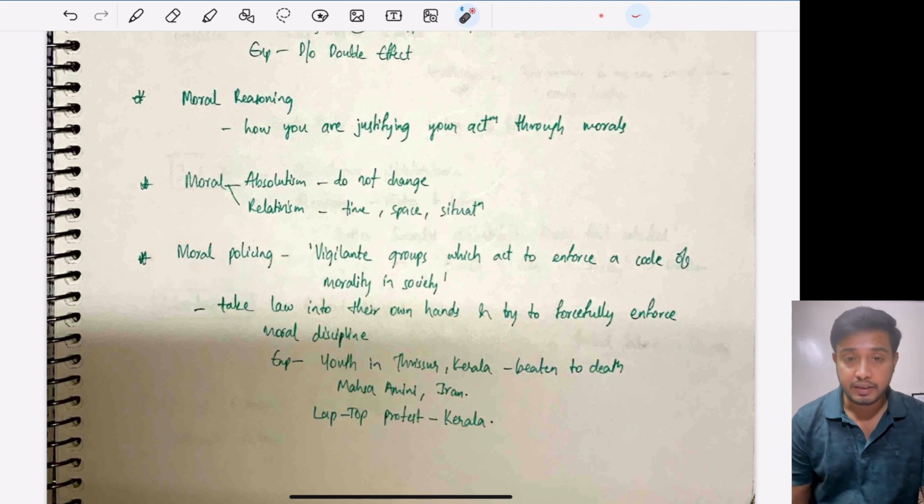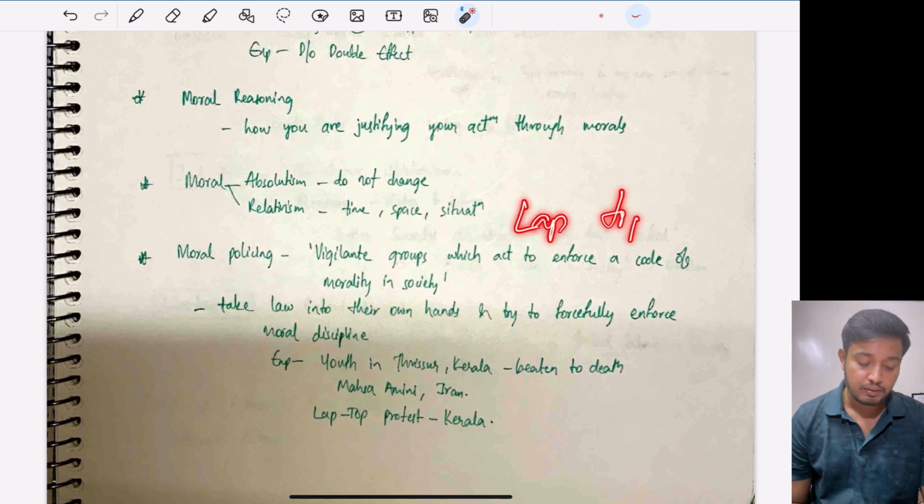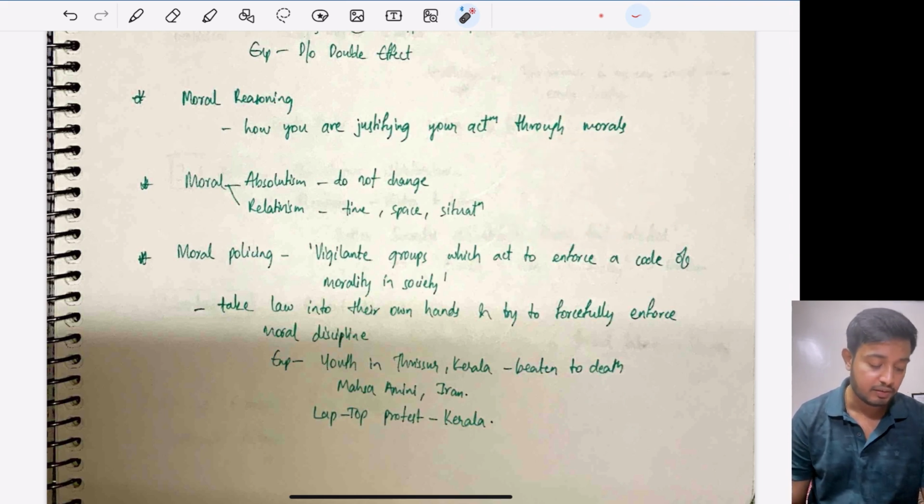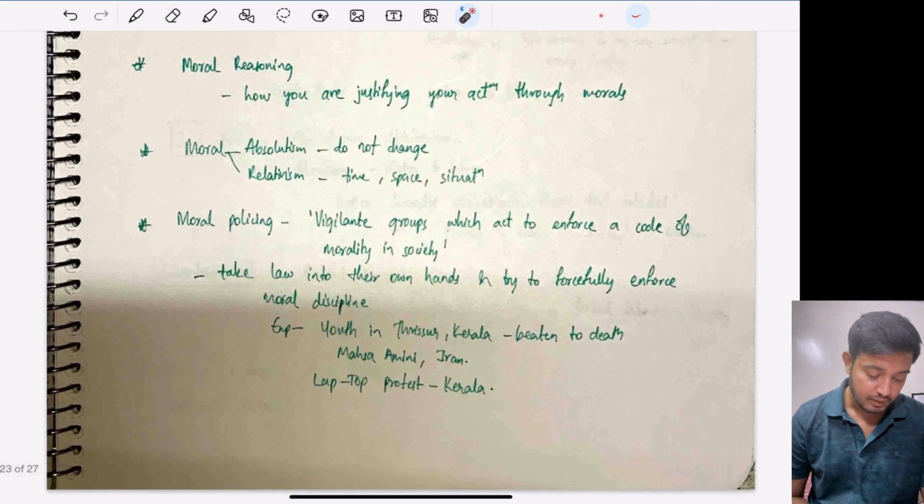And there are some protests against such things also, especially in Kerala. There is one lap protest. Girls deliberately sit on the laps of boys to protest and say that what they are doing is their choice, and such moral policing acts should not occur. So see, one youth in Kerala was killed, the Mahsa Amini case, the lap protests. Just keep such things in mind.